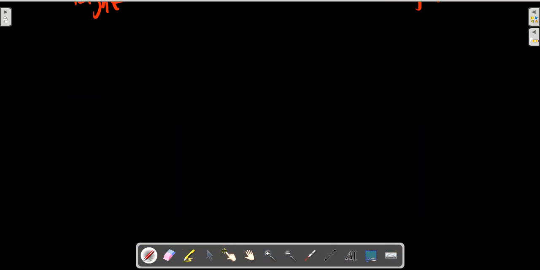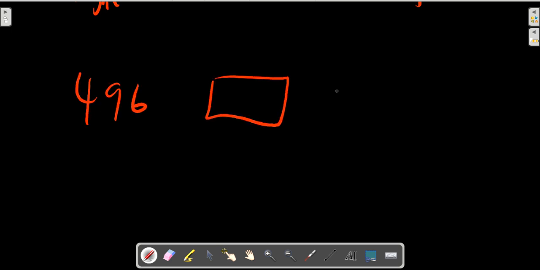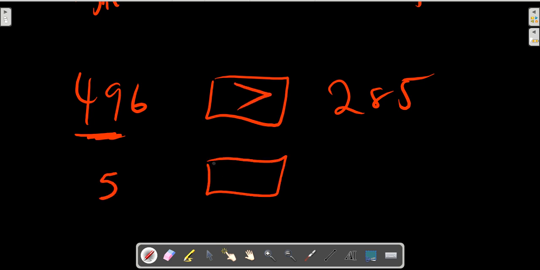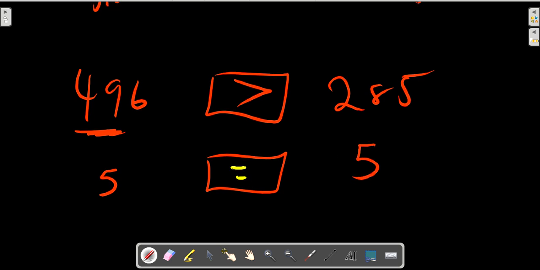Let's compare another number, in the case of 496 and 285. You can see that the number on the left is less, and the number on the right is the greater side. So it's going to be the right side greater than the left side. If we've got equivalent numbers, in this case we just put the equal sign. Let's keep going.